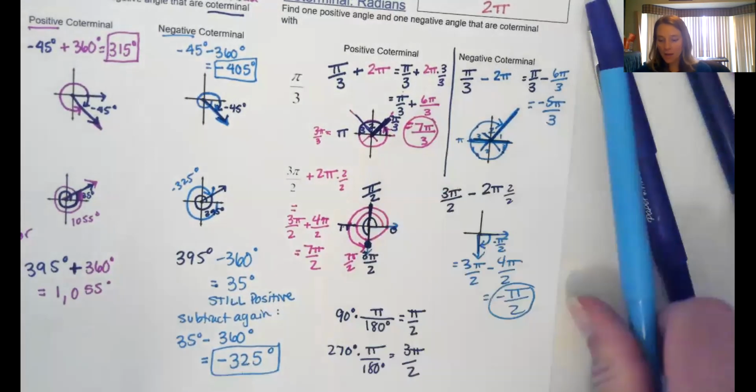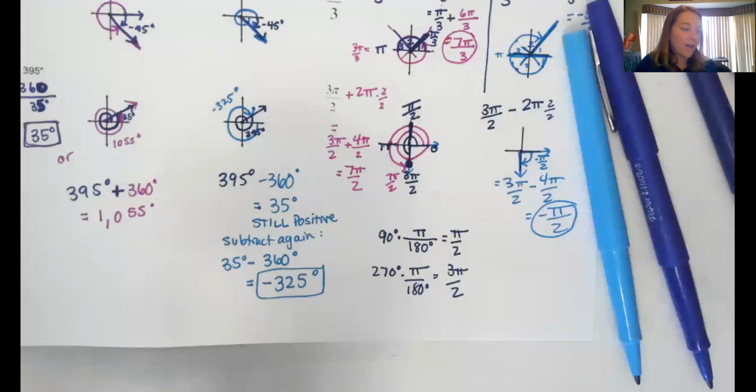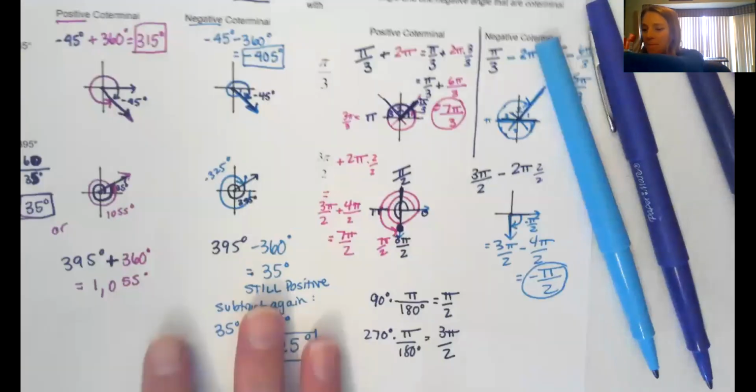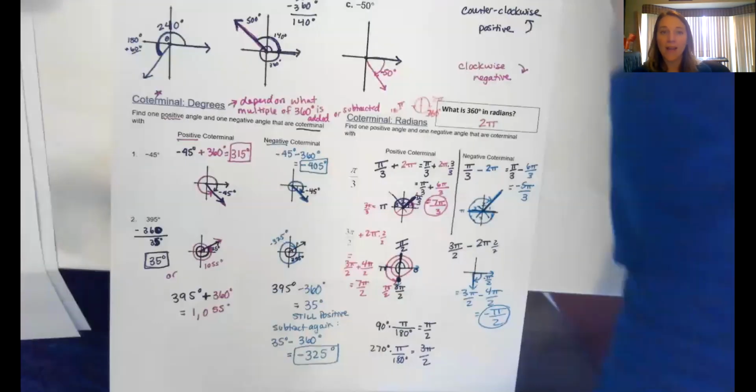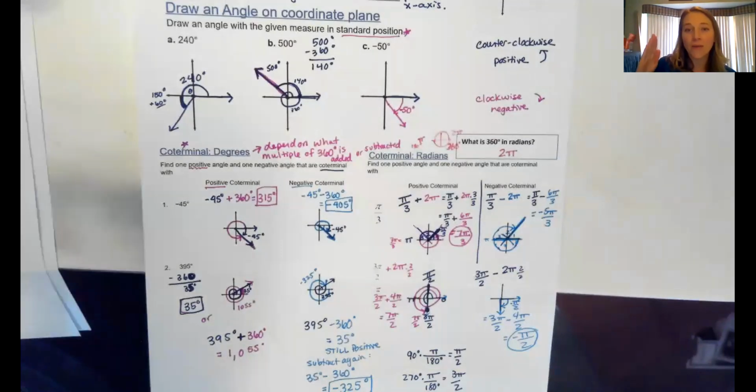All right, so that concludes the first video on coterminal angles and how to draw an angle on a coordinate plane. And our next video is actually so exciting. This is when we actually get to see what the degrees all the way around the unit circle are and what the radian measures all around the unit circle are. So you can take a look at the second video now.